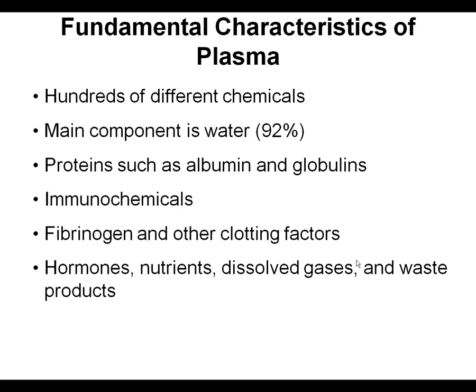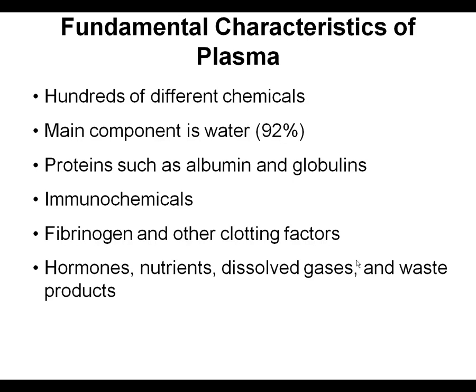Some of the characteristics of plasma are going to include that it is the main component of water. We have a lot of water in our blood, and when our body needs water, that's one of the places it's going to take it. And when you become dehydrated, the viscosity of your blood becomes thicker than normal. It does carry some proteins like albumin and some of these globulins like antibodies.